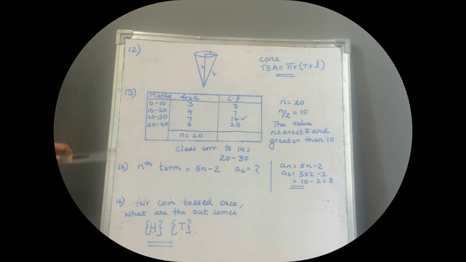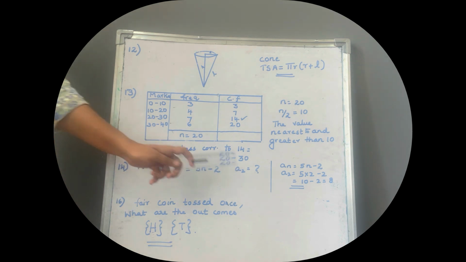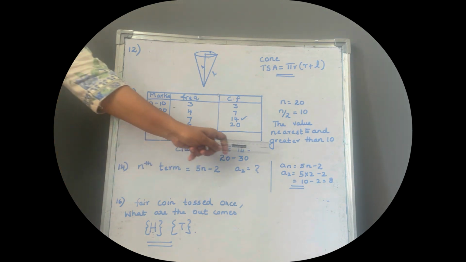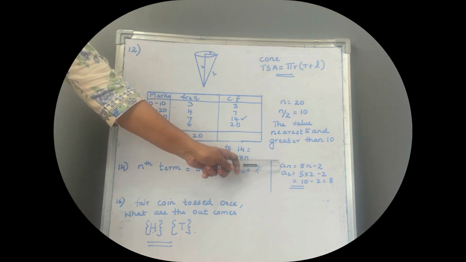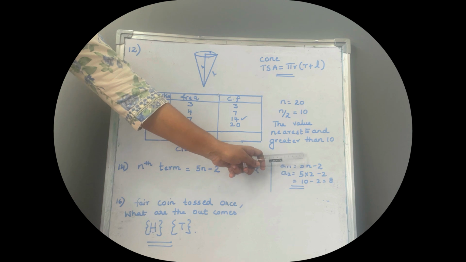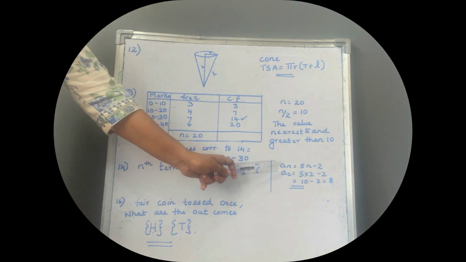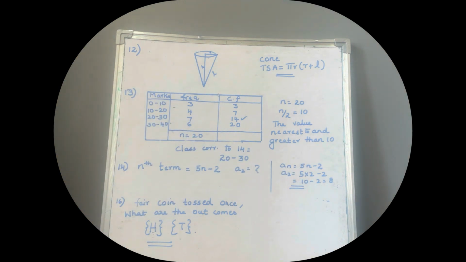Next we move on to next question. If the nth term of an AP is 5n minus 2, what is the second term? So nth term of an AP is 5n minus 2. So second term you can substitute 2 in place of n. We get A2 is equal to 8.